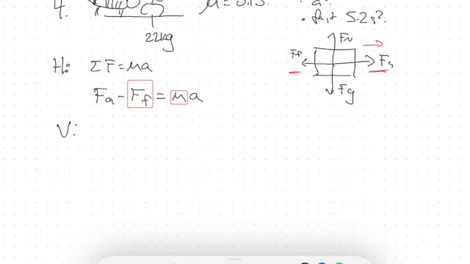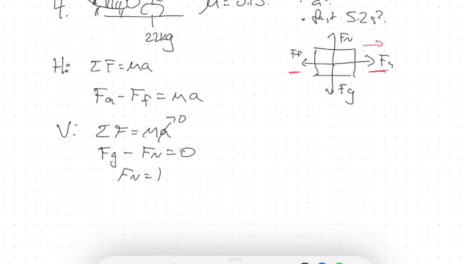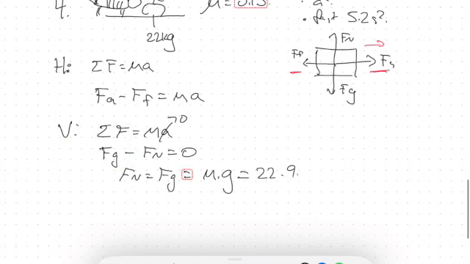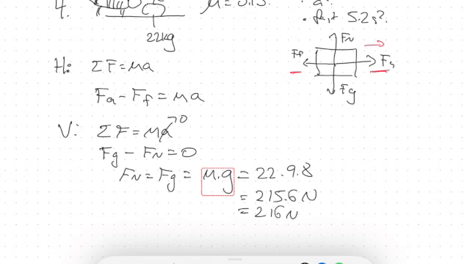Okay, vertical, sigma F equals ma. In the vertical direction, what's the acceleration? 0. It's not moving up or down. So Fg minus Fn equals 0. The force of normal is the same as the force of gravity. Mass of the block times g. We can calculate that. 22 times 9.8. 215.6 newtons. 216 newtons.